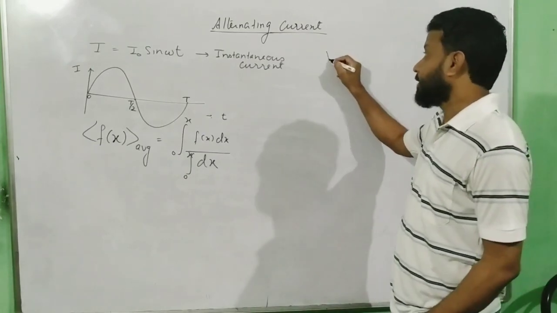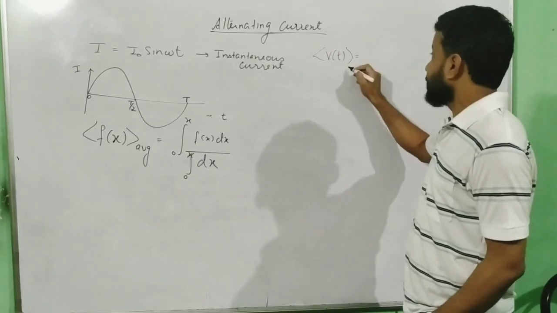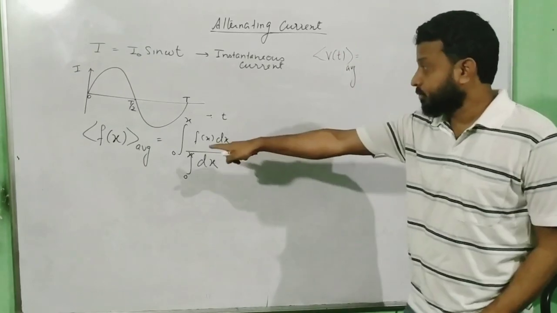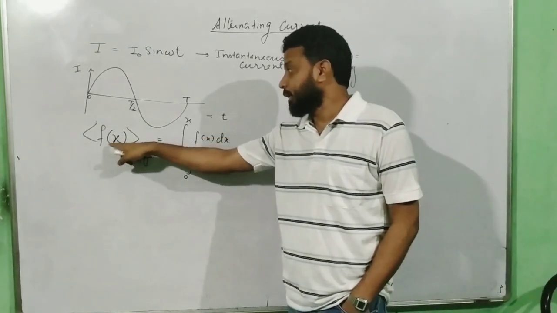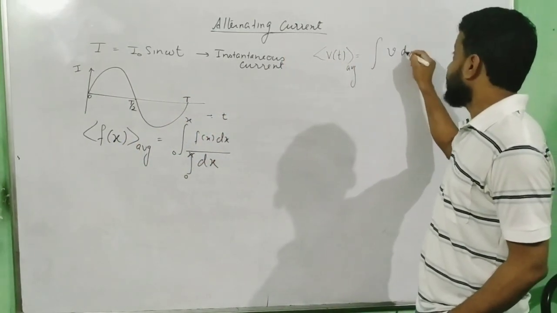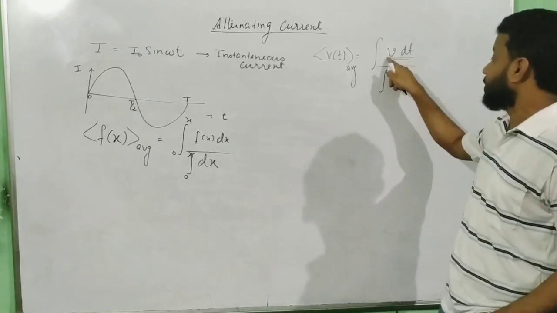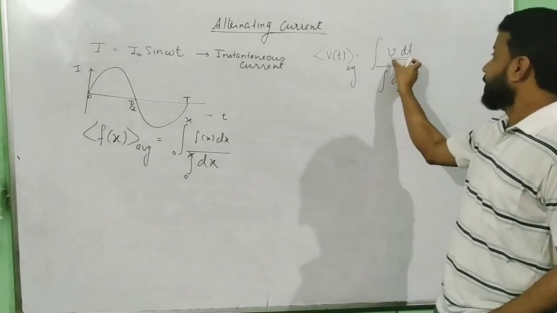Now suppose I have the velocity as a function of time t. If I have to find the average of this, the function depends on time, so here I will write the integral of V dt divided by the integral of dt. Now what is this V dt? Velocity multiplied by a small time, a small displacement.